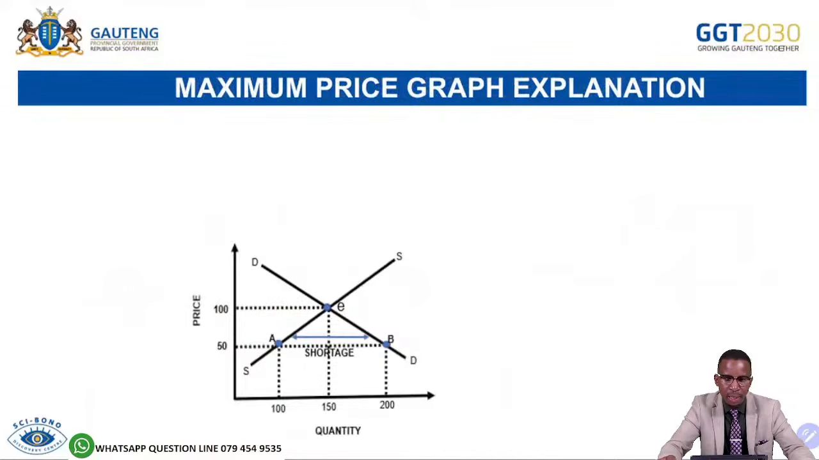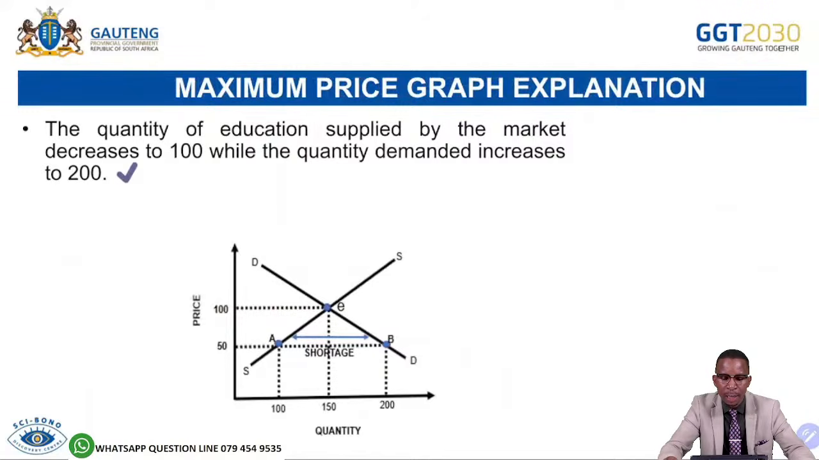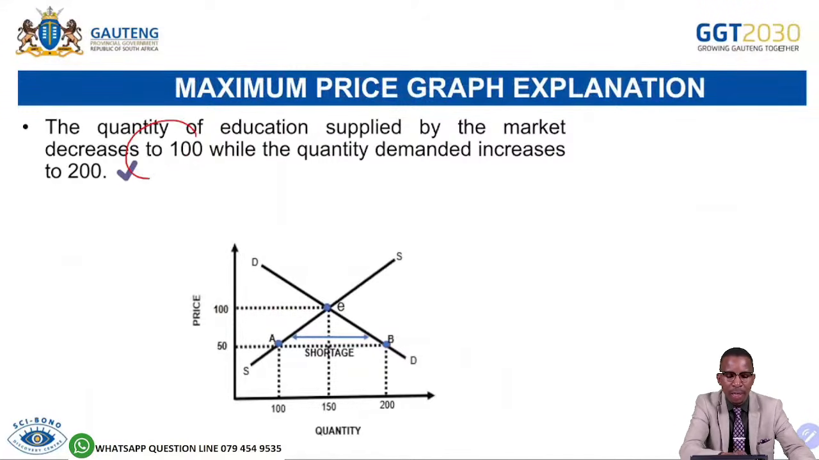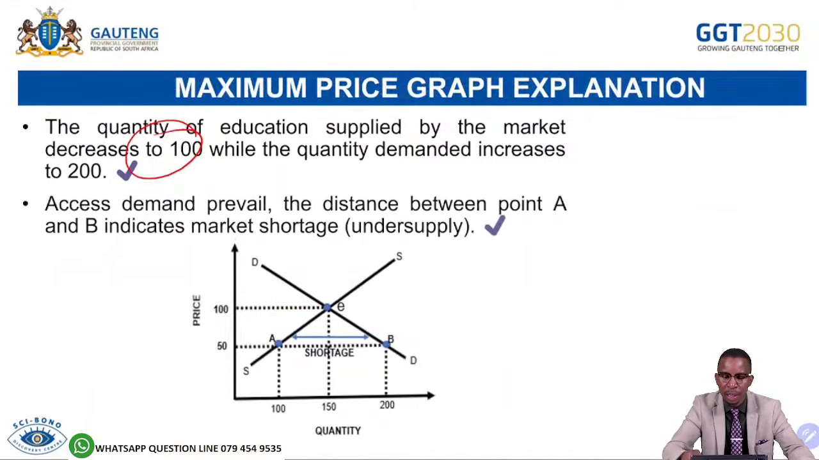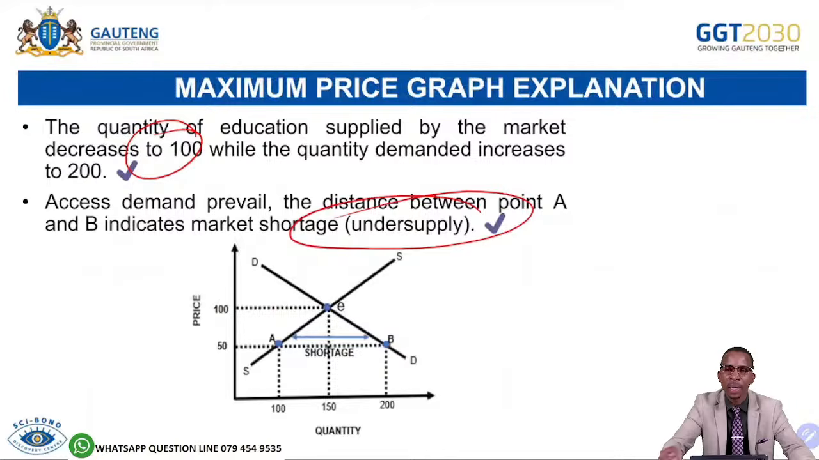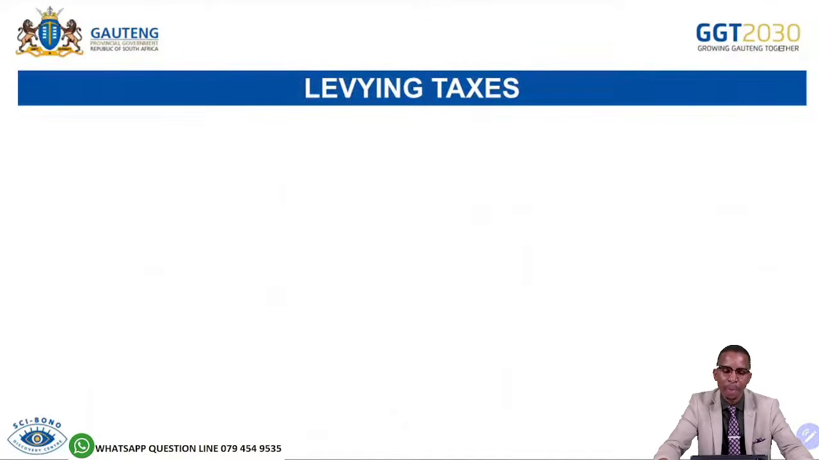And then what has happened is the quantity of education supplied by the market decreased to 100, which was from 200. And then excess demand prevailed, and the distance between A and B indicates the market shortage or the undersupply. Therefore, these goods will then be supplied by the government.